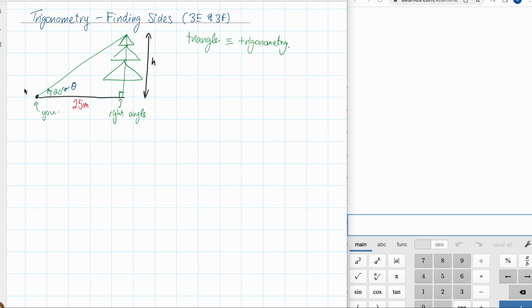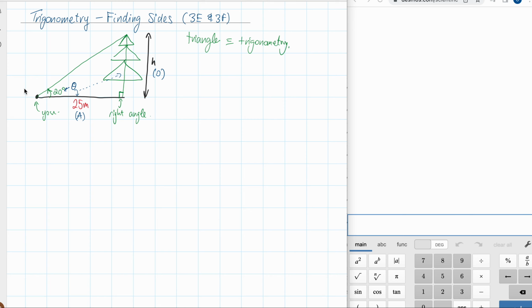Now, we can see that this side over here is opposite this theta angle. So we call this O for opposite. This side here, this 25 meters, is adjacent to this angle. So we've got O and A.